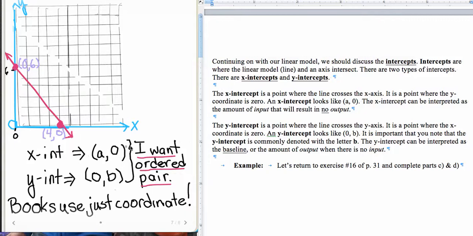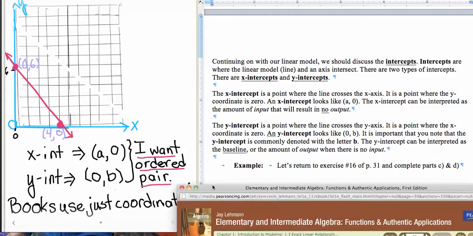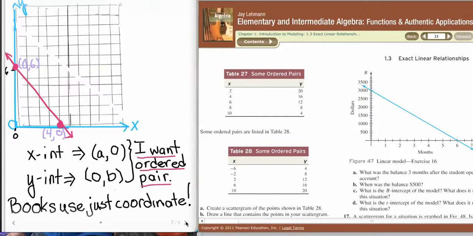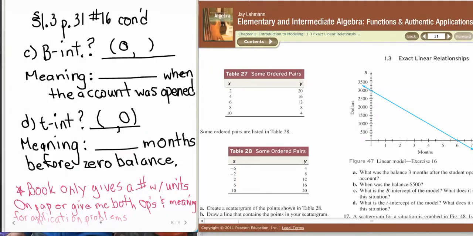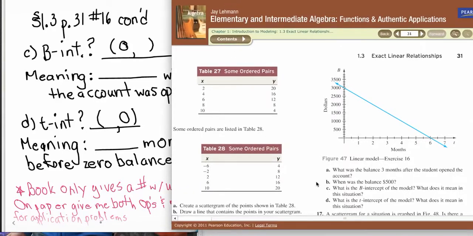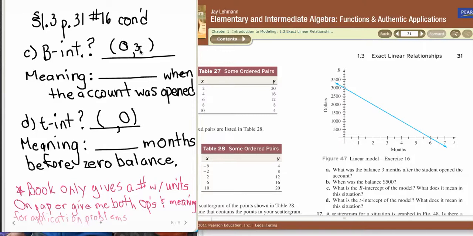So we are going to look at again example number 17 or 16 on page 31 to do some interpretation. So back to our problem, we remember we had the amount of money after so many months in a savings account. So part C we're going to start with here. It says, what is the intercept of the model? So we're asking for the independent intercept, the y-intercept in other words. So we see here that it is 3,000. So here I would draw in 3,000. So you see I've set it up so it's (0, 3,000).